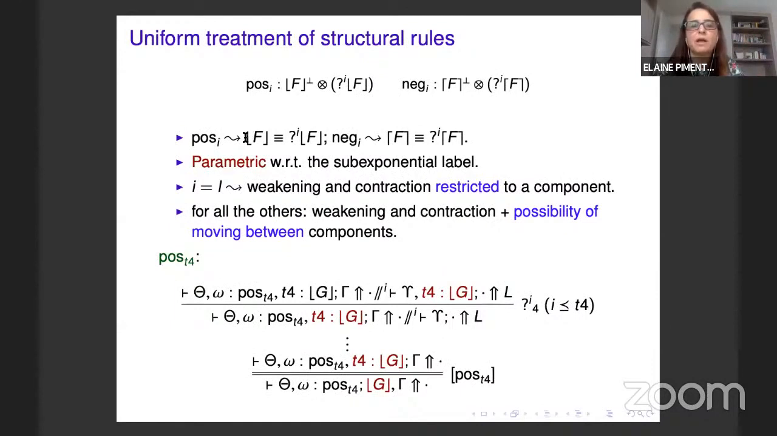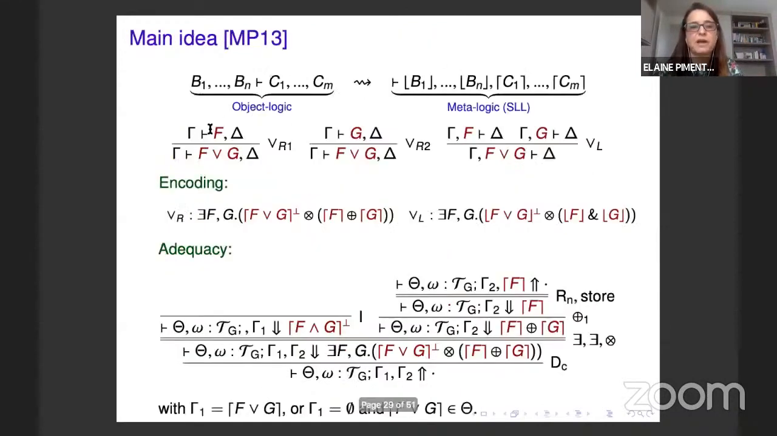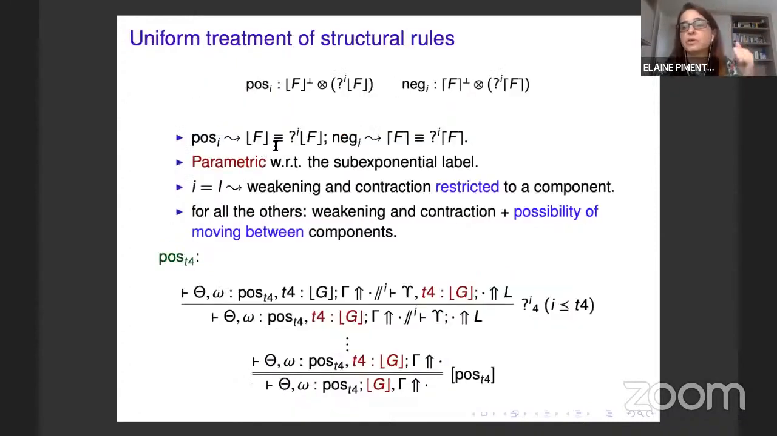But before, if I have for classical logic this kind of rules here, I need contraction, right? So we're going to have explicit contraction and weakening at the object level. The way you deal with them is having positive and negative rules like this. The positive rule is this one: you're going to consume F on the left and produce F on the left, but with a sub-exponential in front of it.